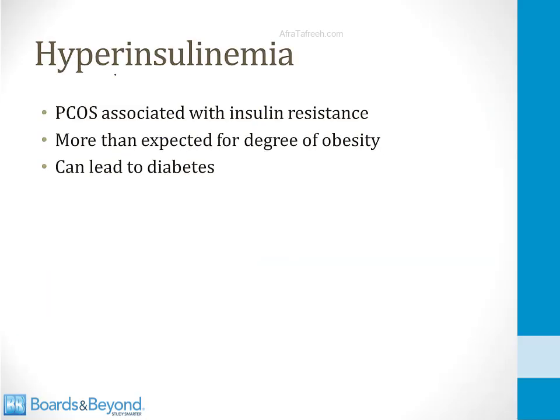I mentioned this before, but PCOS is associated with hyperinsulinemia. PCOS is associated with insulin resistance, and as a result, the woman's insulin level needs to rise in order to maintain normal blood sugar levels. Now, you may know that obesity is also associated with hyperinsulinemia, but the hyperinsulinemia seen in PCOS is more than expected for the degree of obesity seen in these women, and this can lead to diabetes.